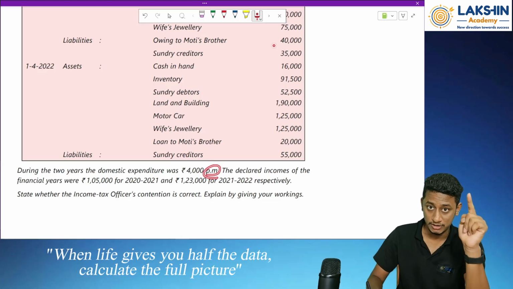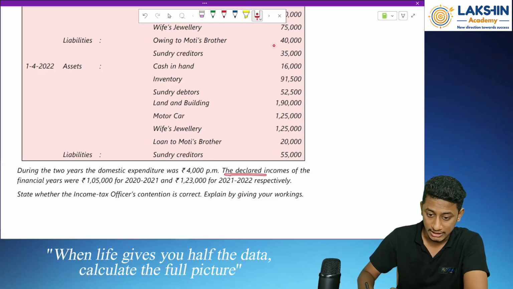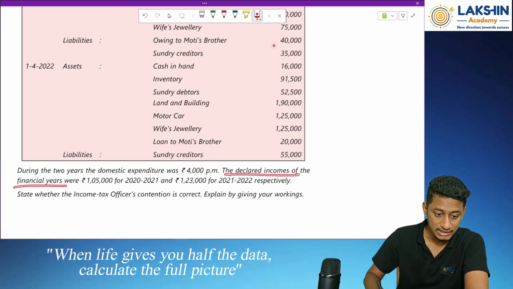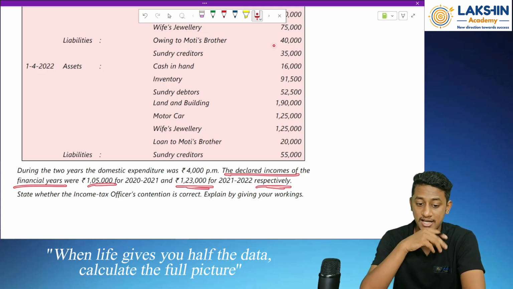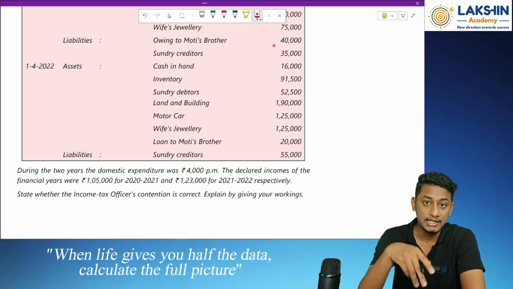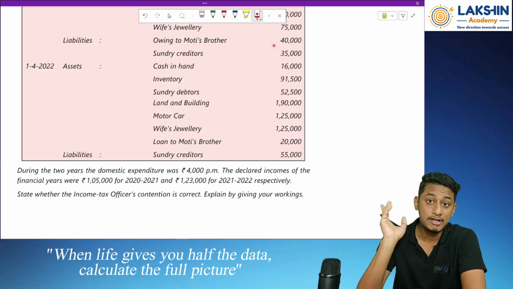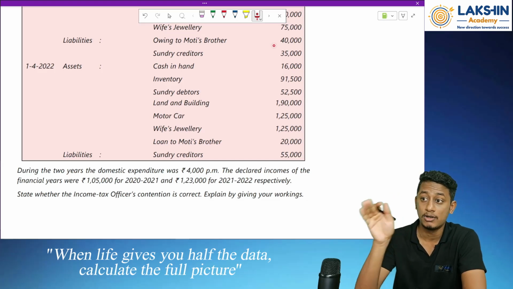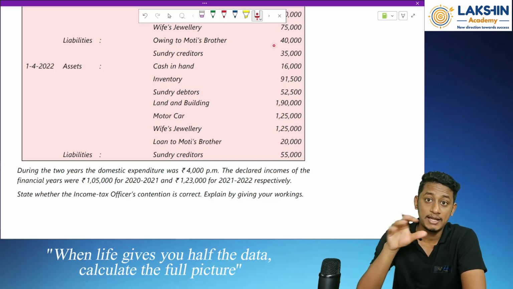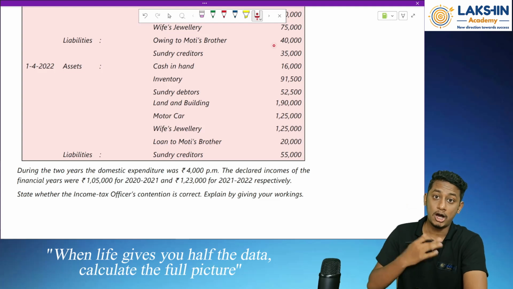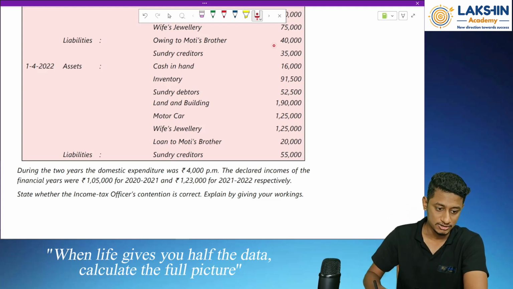So don't just multiply it for one single year. Then the declared income of the two financial years are 1,05,000 and 1,23,000 respectively. So for each year, the actual income declared by him is given to me. But this might not be the actual income. He might have decreased his income to pay less income tax. So we need to find out how much is the actual income by the given records.